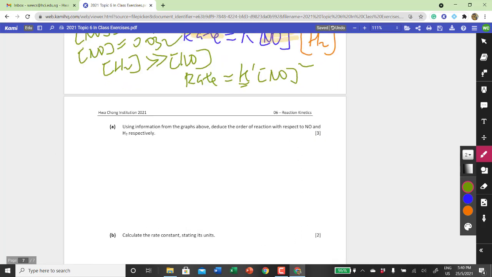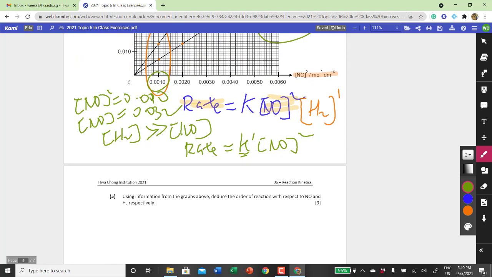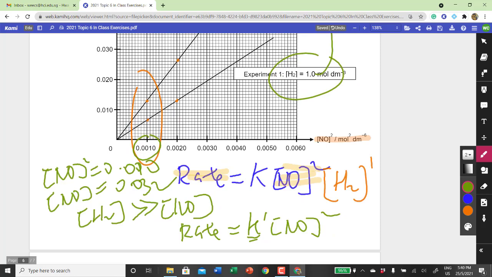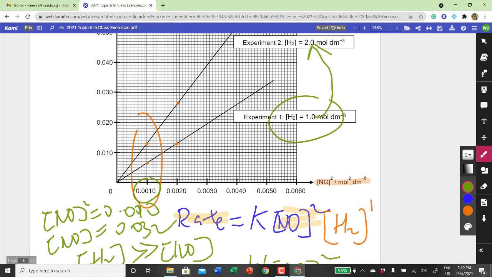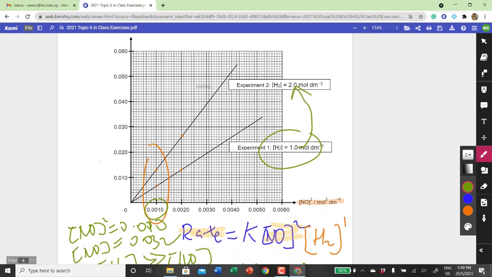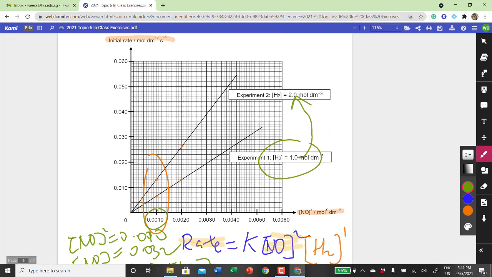For part A, use the information from the graph above to deduce the order of reaction with respect to NO and H2. I think I've already answered that. Just to reiterate, first, you get a straight line that passes through the origin when you plot initial rate against concentration of NO squared. So you can conclude that the order of reaction with respect to NO is 2.